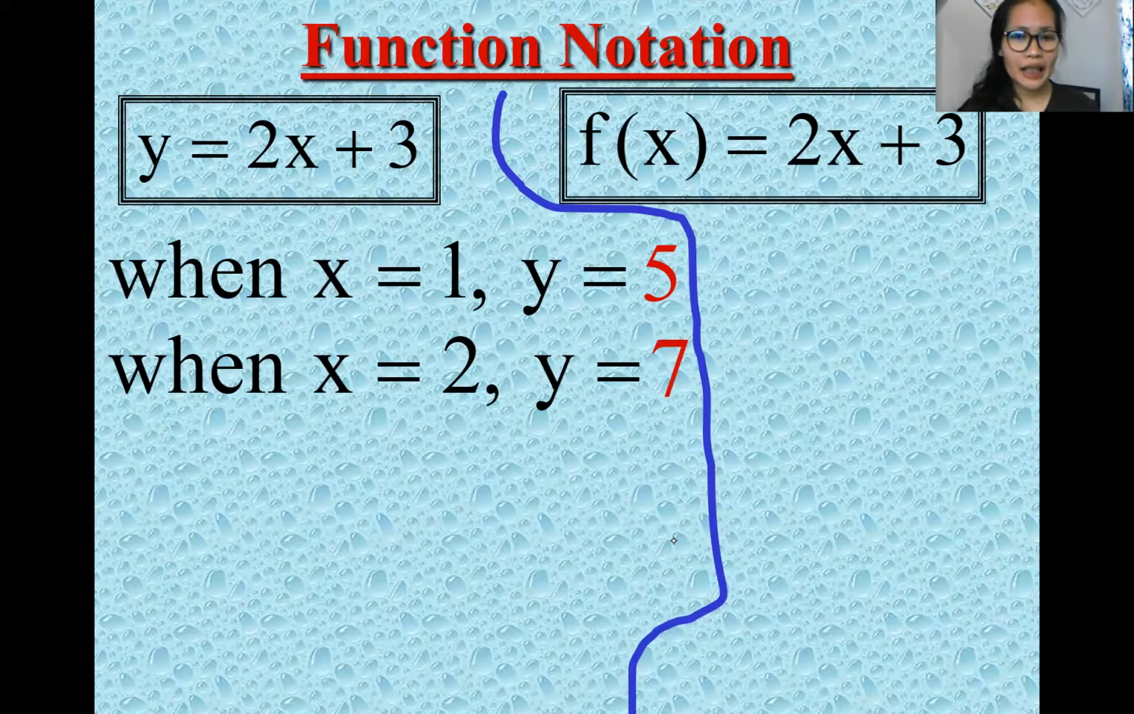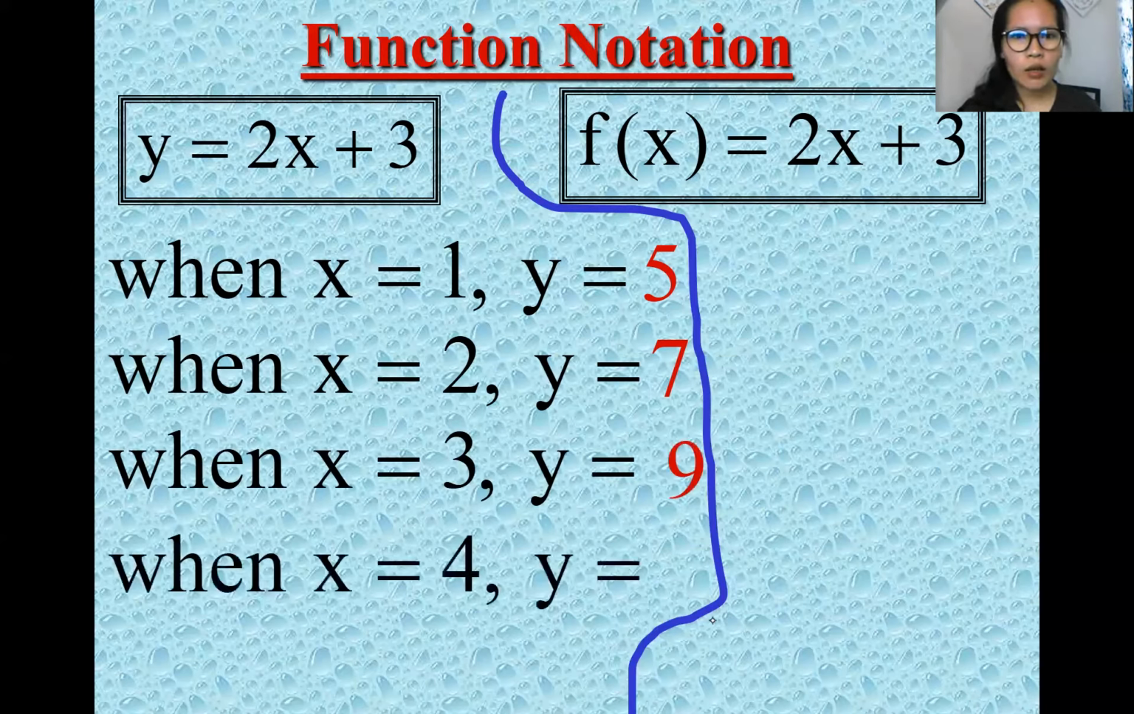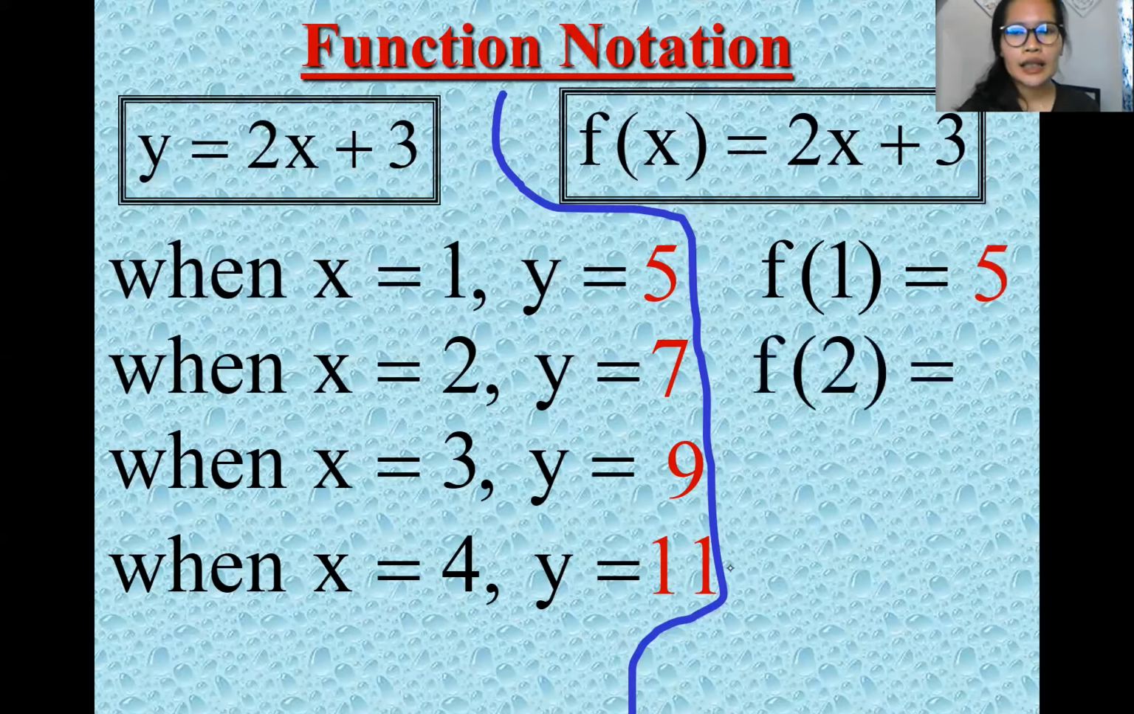How about when x is equal to 3? So, we have 2 times 3, 6 plus 3 is equal to 9. How about when x is equal to 4? So, we have 2 times 4 is 8 plus 3 is 11. How about the value for f of 1? So, f of 1 is equal to 5. F of 2 is equal to 7. F of 3 is equal to 9. F of 4, that would be equal to 11.